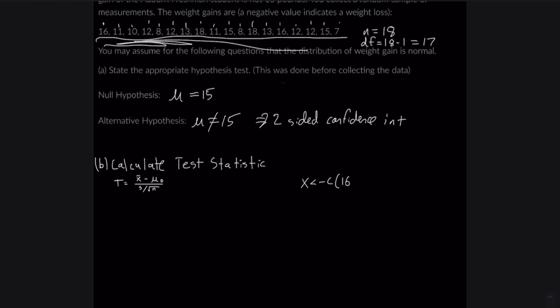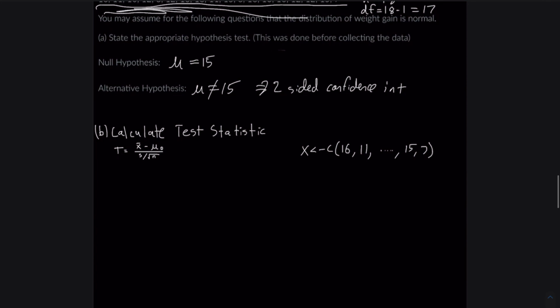So it'd be 16, 11, and then I'm not going to write some of them, and then I'm going to go ahead and say 15 and 7 at the end. But you would normally type in all the values. That's how we would find the mean. So x bar equals the mean of our variable in RStudio, and then our mu naught equals 15, because that was up here. That's just our basic mean for the problem.